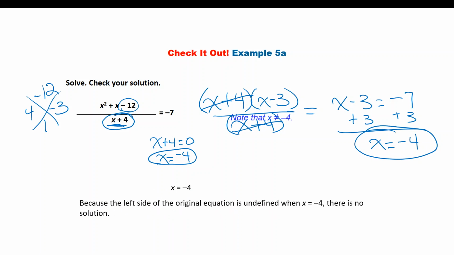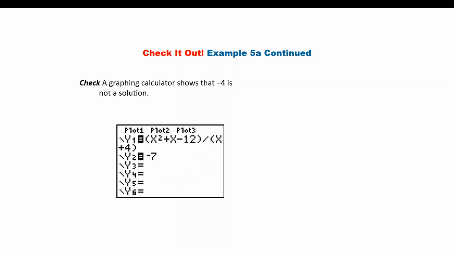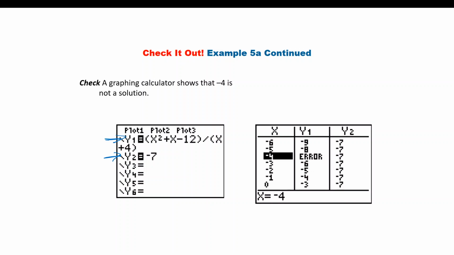All right, since x is negative 4, because the left side of the original equation is undefined when x equals negative 4, there is no solution. And again, we can also use your calculator to check. Put in your y1, your original equation, and y2 is what it equals to, negative 7. When you go to table, you'll see that at negative 4, it comes out error, so it tells you that you got your problem right.